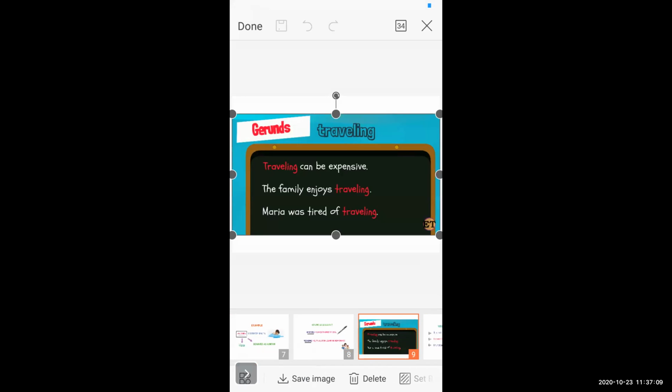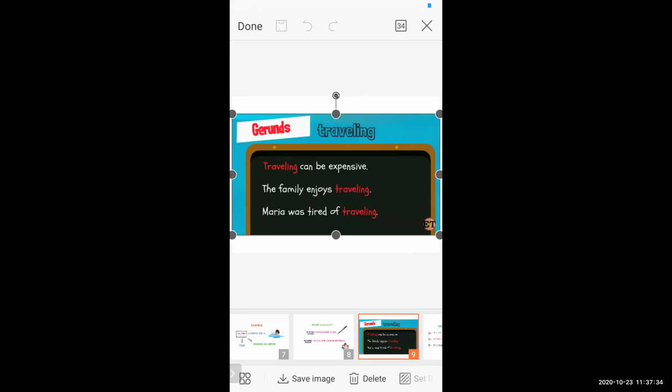Here you can see, "Traveling can be expensive." In this sentence you come to know they are talking about traveling. Traveling is also a verb, first form with ing. You can find ing everywhere. For the gerund verb, ing must be there.